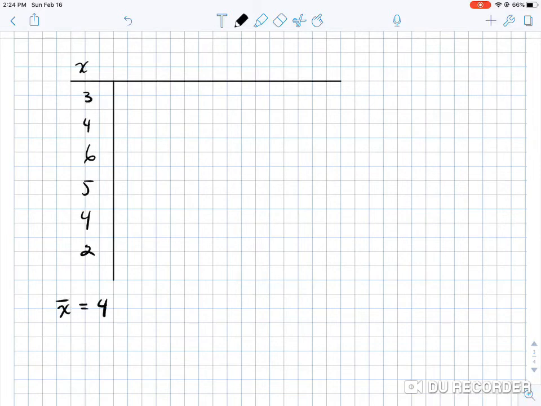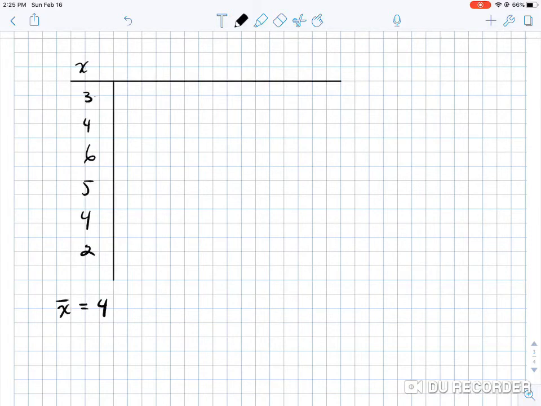Okay, so that means you're going to add 3 to 4, all right, which is 7. 7 plus 6, which is 13. 13 plus 5, which should be 18. 18 plus 4, which should be 22. 22 plus 2 should be 24. Divide the 24 by 6. There's your mean. Okay, comes out to be 4.